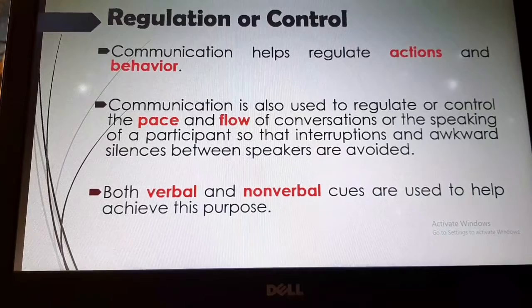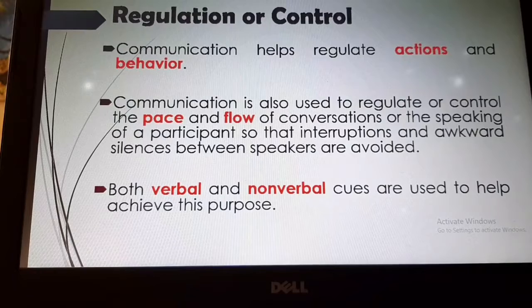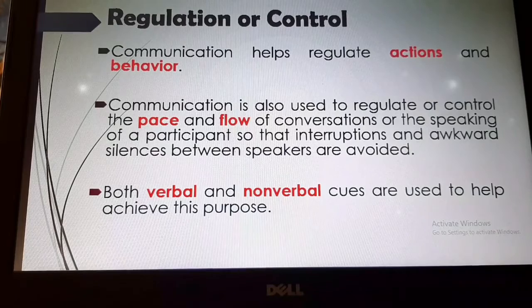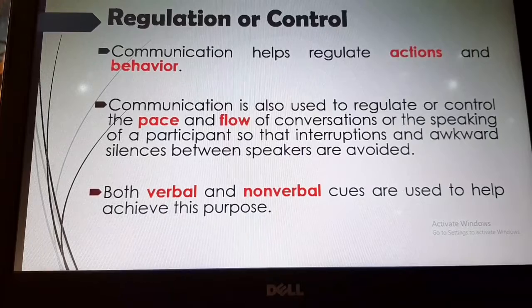Or you may also use expressions like "well," like that. They indicate that the speaker is not finished speaking or still thinking about what to say next. Or you may also ask questions like, "Is that clear?" or "Do you follow?" That is to check the continuous flow of conversation. In the examples or expressions that I made mention, it is clear that the speaker is controlling or regulating the pace or the flow of the conversation.